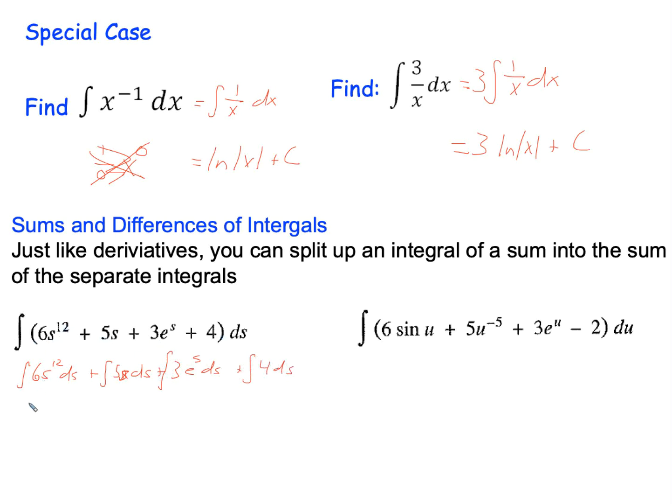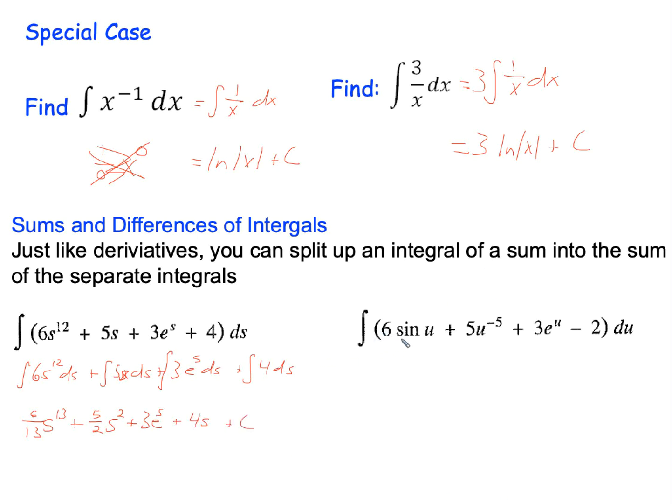So using our rules here, this would be s to the 13th, and then 6 over 13, plus the integral here, this would be s squared, and we would have a 2, that's the denominator, so 5 halves, plus this is an e to the s, so it just remains e to the s with the 3 out front. And then lastly, it's a constant, so plus 4s, and then plus c.